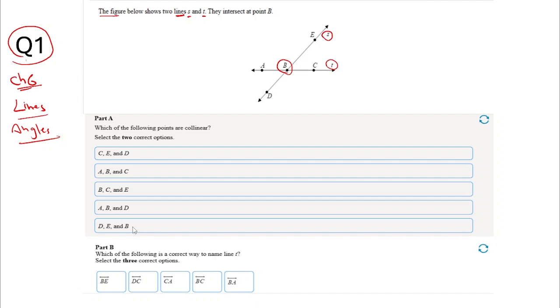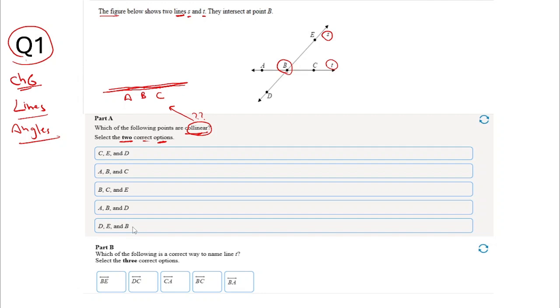Part A, which of the following points are collinear? Collinear. What does it mean, collinear? Collinear says that 3 points are in the same line. That means I have point A, point B, point C, for example. If they are in the same line, I would say these points are collinear. So let's see the options which we have here, and the question asks for 2 correct options.